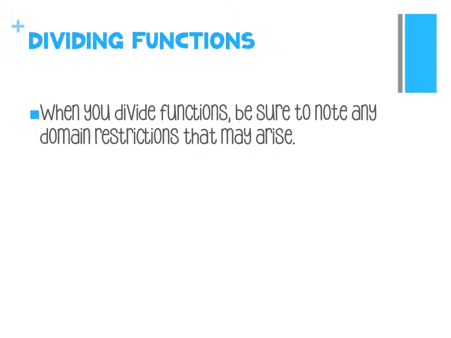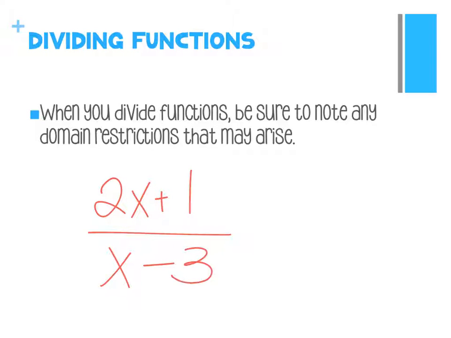Okay, when you're dividing functions, make sure you pay attention to domain restrictions, which is that at the bottom, remember, whatever's in the bottom can't be equal to 0. So if I ended up writing 2x plus 1 over x minus 3, then whatever's in the bottom cannot equal 0, which means x cannot equal 3. That's what it means by a domain restriction.